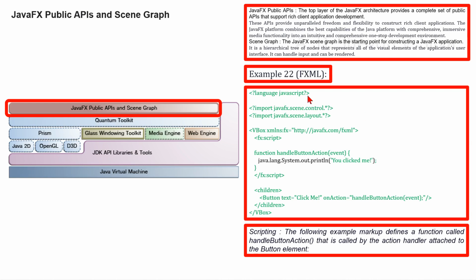The following example markup defines a function called handle button action that is called by the action handler attached to the button element. Clicking the button triggers the event handler, which invokes the function, producing output. Script code may also be defined in external files.